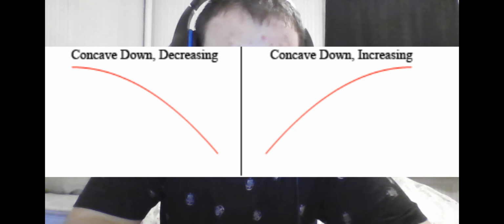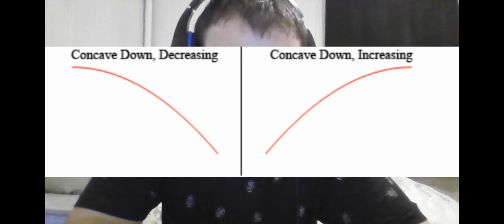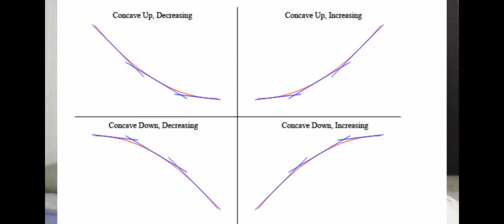We see, if we carefully sketch out tangent lines of each graph, that if the derivative of the derivative, or second derivative, is greater than 0, the function is concave up, and if the second derivative is less than 0, the function is concave down.